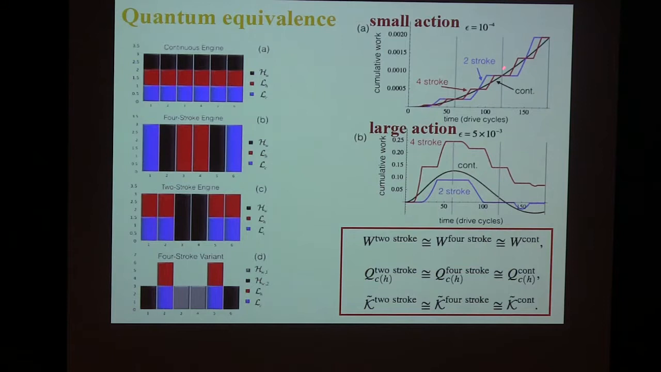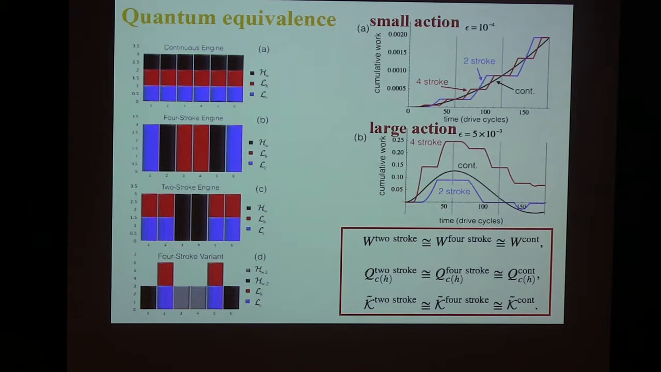When we have large action, all these engines are very different from each other. So what we first got here is the equivalence at small action limit. You can say that all engines are the same, the same as I defined it. They give the same work, they have the same heat, and they have the same performance.